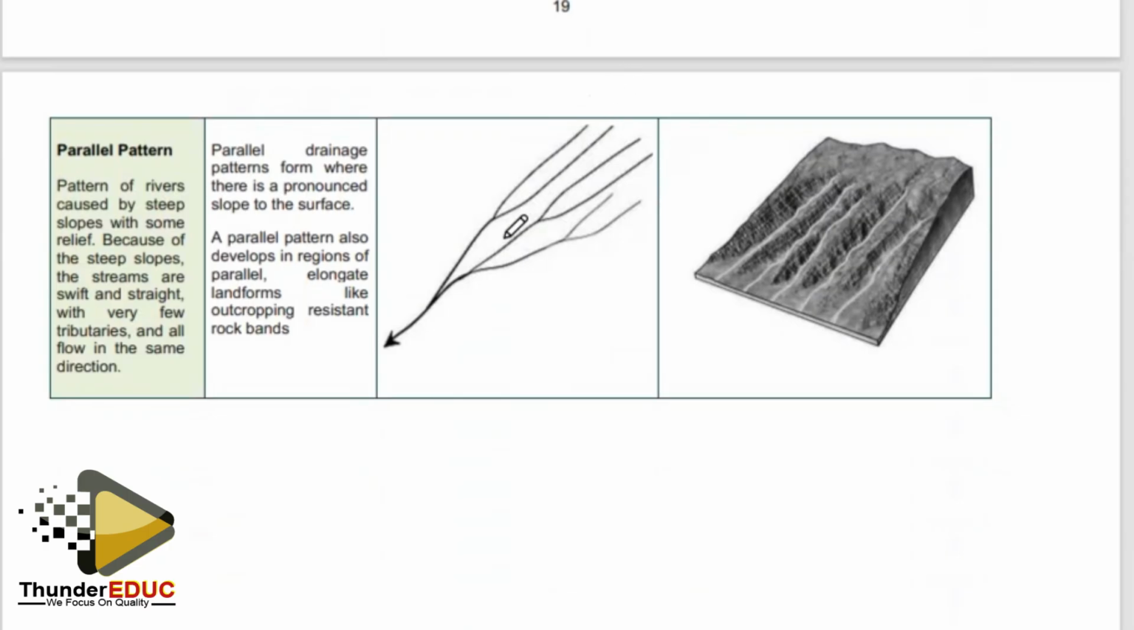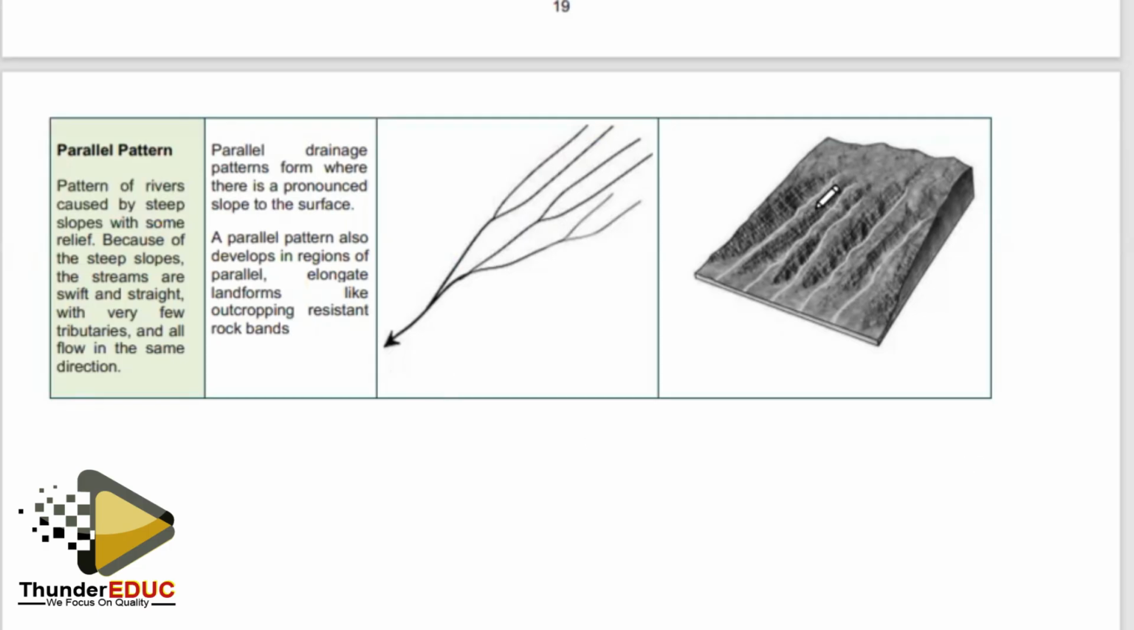They are parallel in the sense that if they were to continue, they would not meet these streams. They are almost appearing to be having the same distance between them throughout. So this one here is a drainage pattern that forms in areas where we have parallel and elongated landforms.